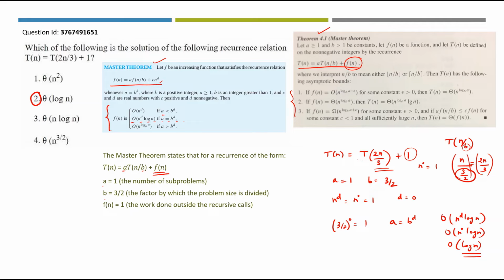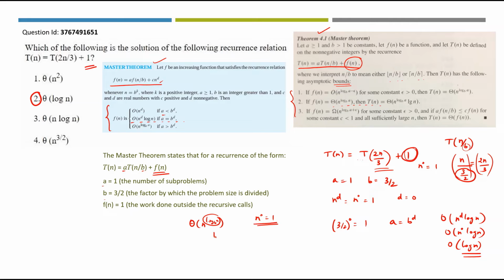Now let me solve with this particular part. We can interpret n/b to mean either n divided by b under floor or n divided by b under ceil. Then T(n) has the following asymptotic bounds. They have given theta everywhere, so we will pick up this one. So we will go with theta of n^(log_b a). So this particular part is taken to be 0. Only n^0 will give you 1 in this particular place.